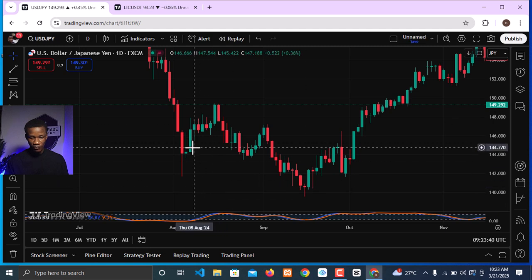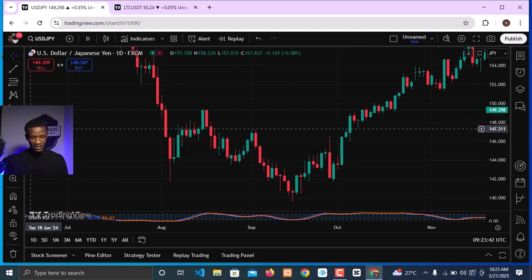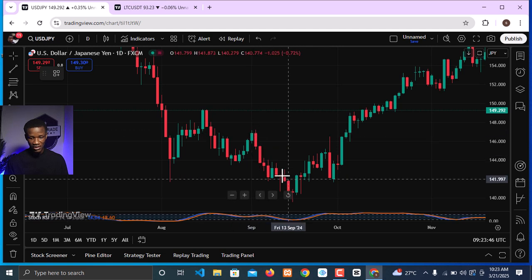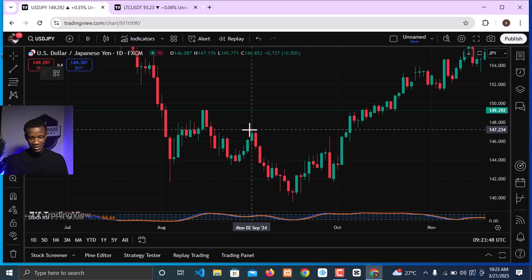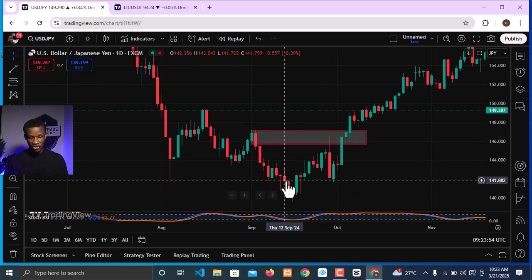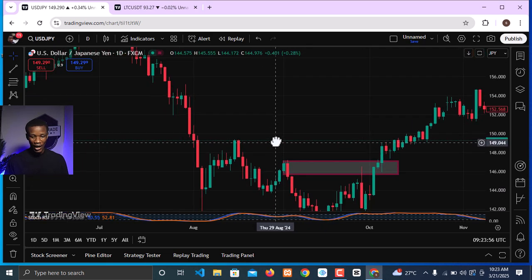And if you look at this very point as well, you discover that this very area is another order block right here before this very bear drop. So this is the one that we want to consider, because that is the last bullish candle before this bearish drop. So that is how you identify it.